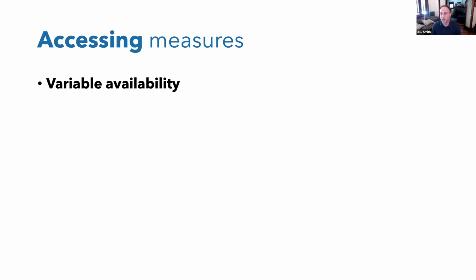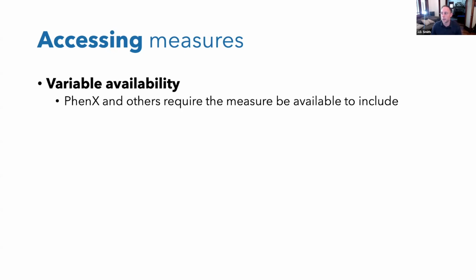So within the different repositories, there is variable availability. So FENEX and some of the others that I mentioned earlier require the measure to be available to be included in the repository. So if the author had not made it available, or they weren't able to get it from a commercially available source, if it was a measure that had a cost, then it simply is not included.